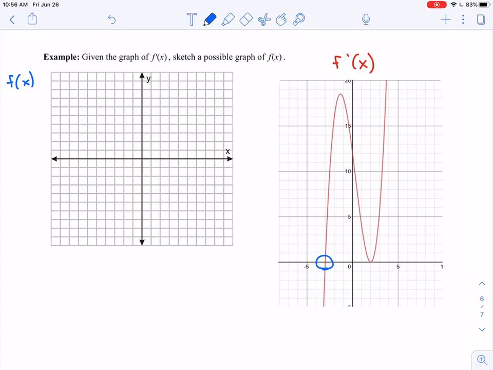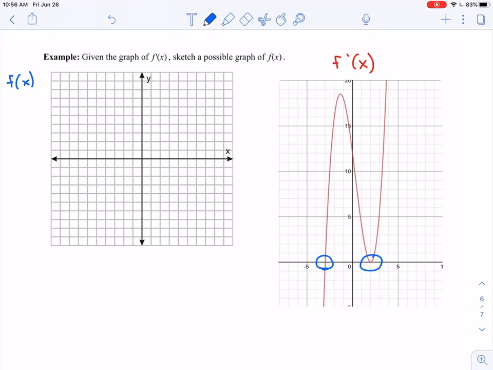I see one right there that I've circled. I also see one right here. And that's really it. There are no other x-intercepts on the graph of f prime of x. And for this graph, it may be difficult to see, but we're going to say that the graph of the derivative exists everywhere. So we don't need to worry about cases where the derivative does not exist.